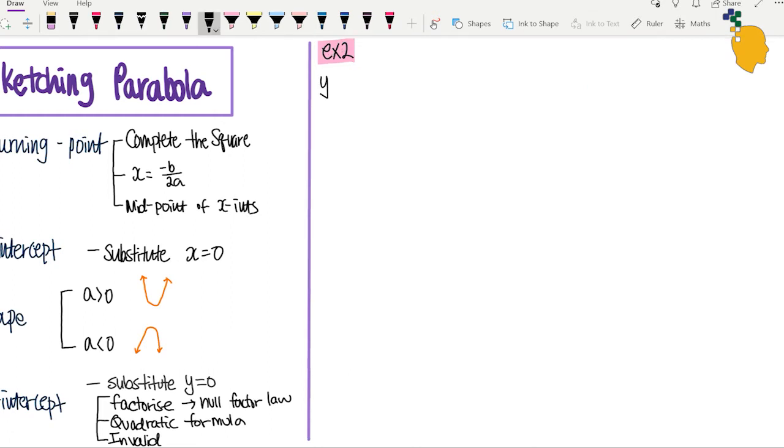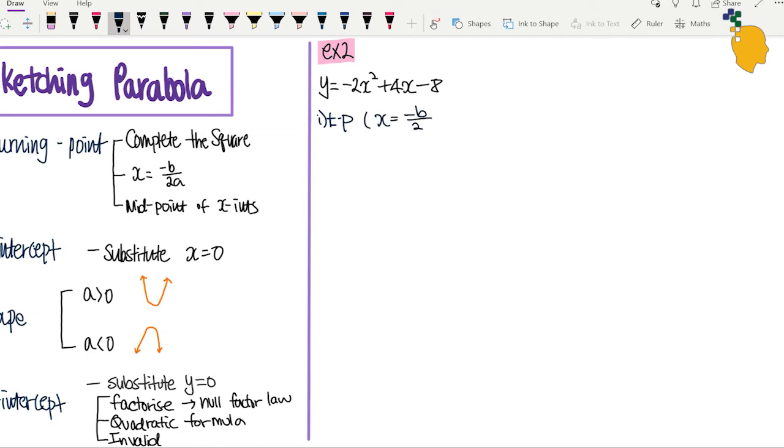Let's have a go with our second equation. We have y equals negative 2x squared plus 4x minus 8. Let's find the turning point. My little advice is when you have a number in front of x squared, try to use x equals negative b on 2a to find the turning point. It's easier than completing the square.